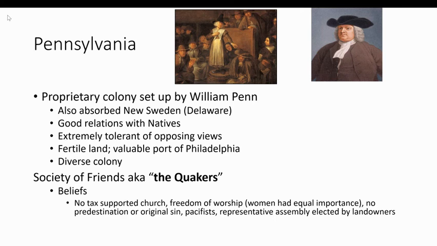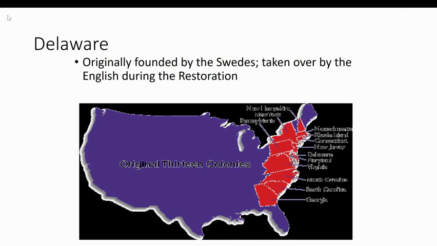The picture up above you can see is supposed to be of a woman preaching in a church. So women had equal importance. There was no predestination or original sin. And then the Quakers were pacifists. They refused to fight. They were extraordinarily peaceful. They wouldn't swear allegiance to any government, and that put them a little bit at odds with the English government. But they were a very tolerant group of people, and like I said, that attracted many different people from around and caused them to be a very diverse colony in Pennsylvania.